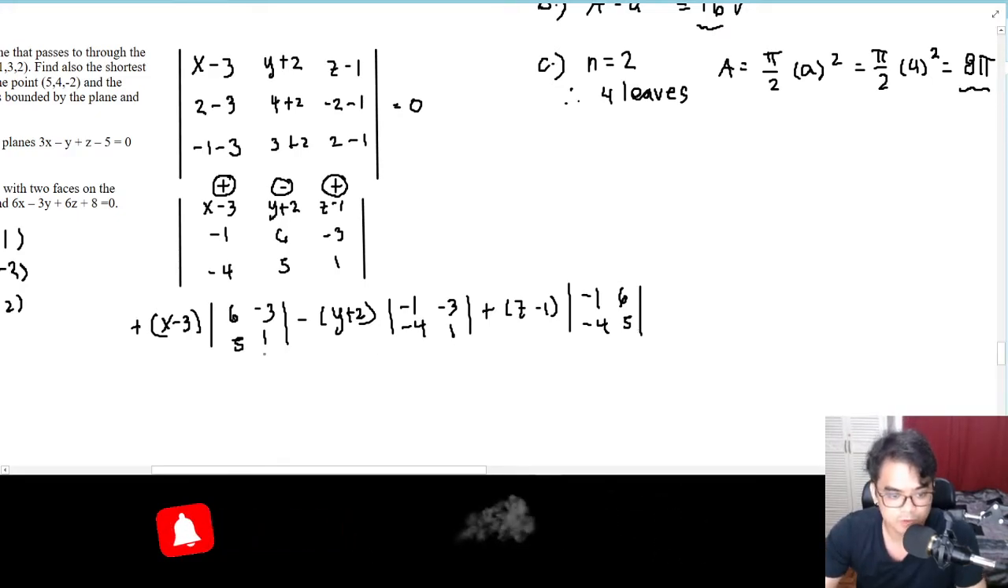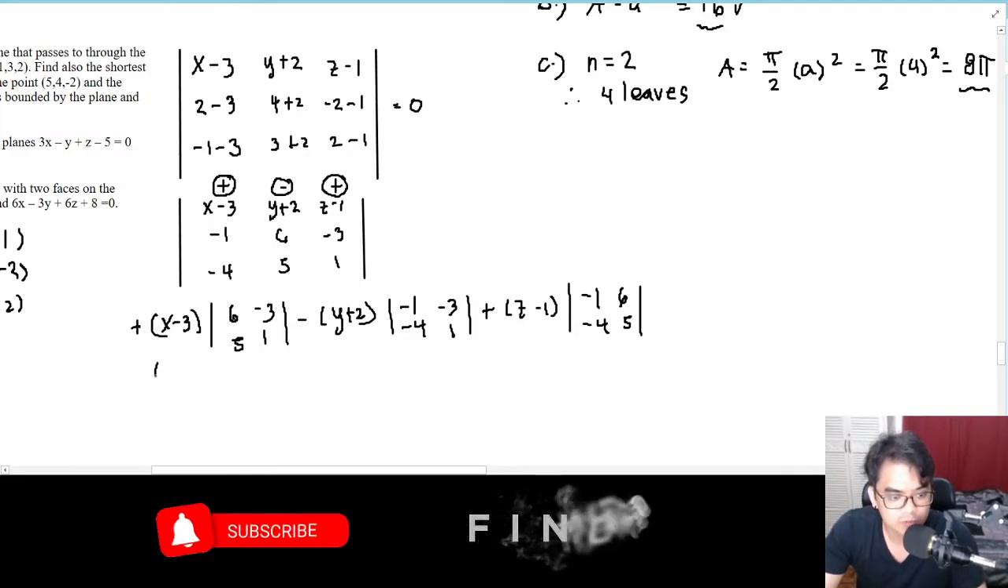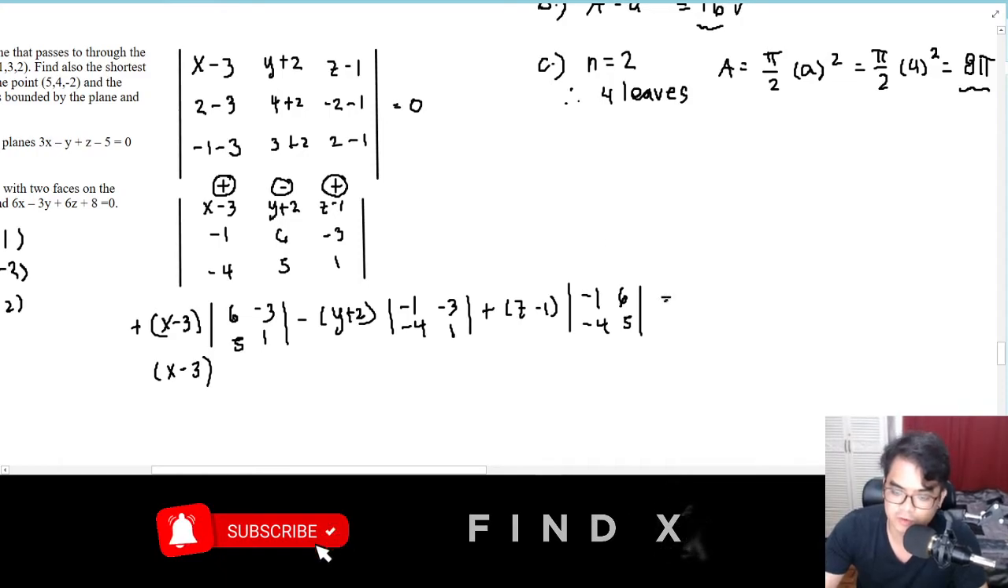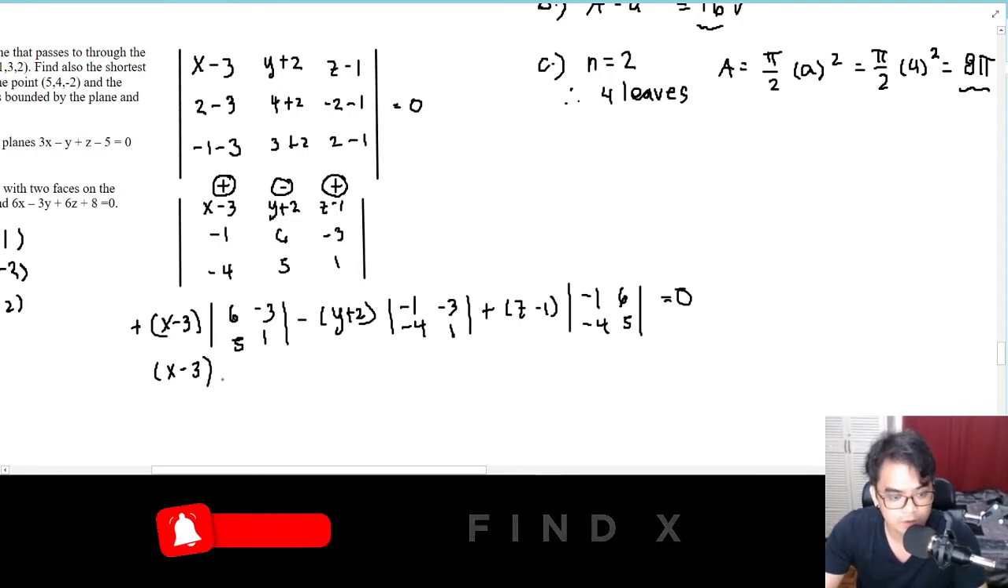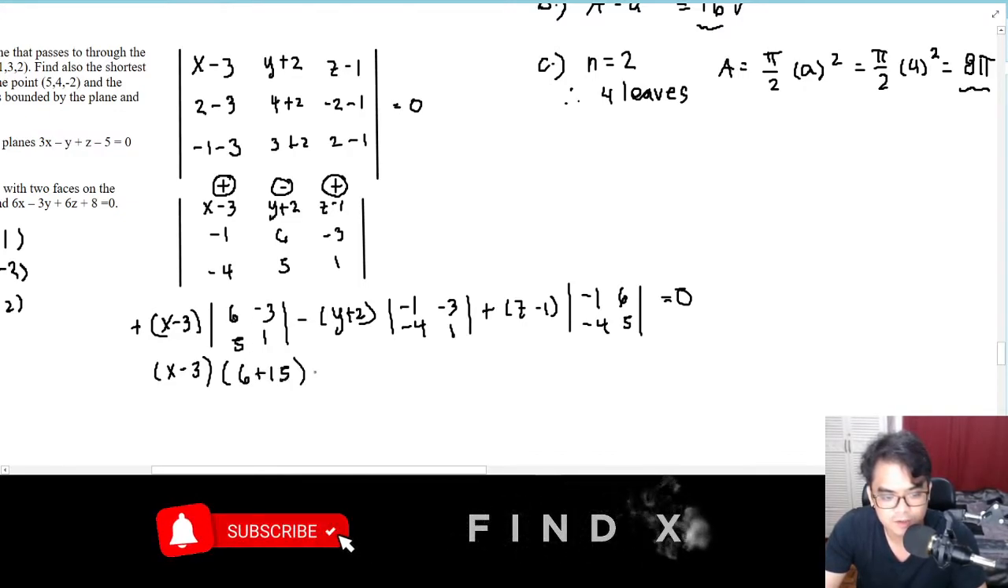Okay. So this will become now x minus 3. I remember that this is all equal to 0, right? It's equal to 0. Now this will become 6 minus minus, so plus 15, right? And then minus y plus 2.